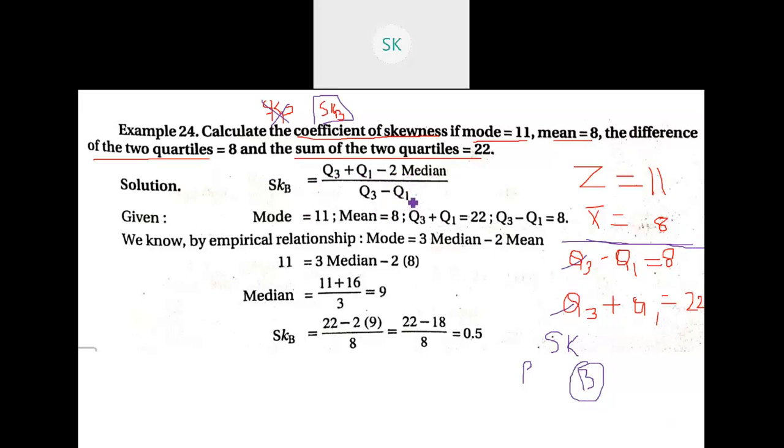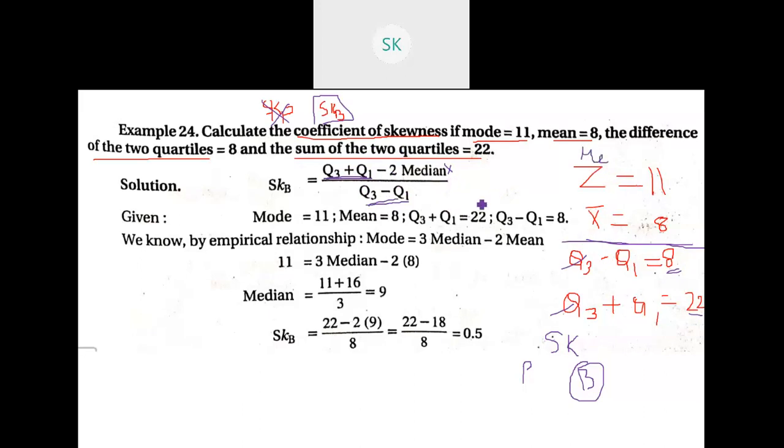Now, let's see if all the data is given. There is no separate Q3 given, but Q3 plus Q1 is given, that is 22. 2 into median: is the median given to us? No, there is no median value given. Q3 minus Q1 is given directly. So the data we don't have is the value of median.